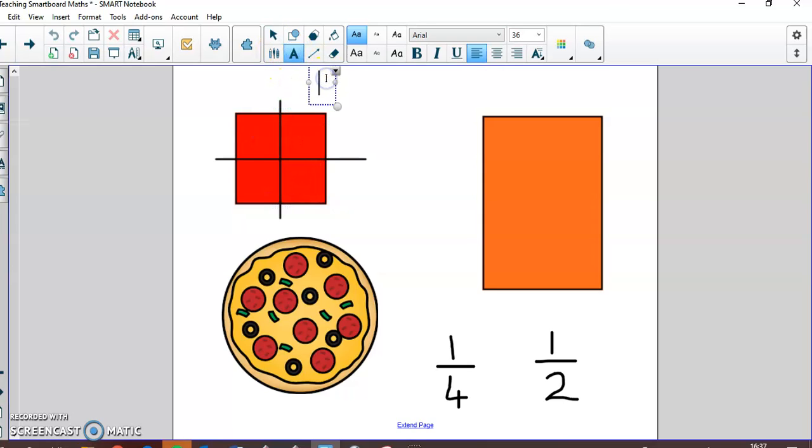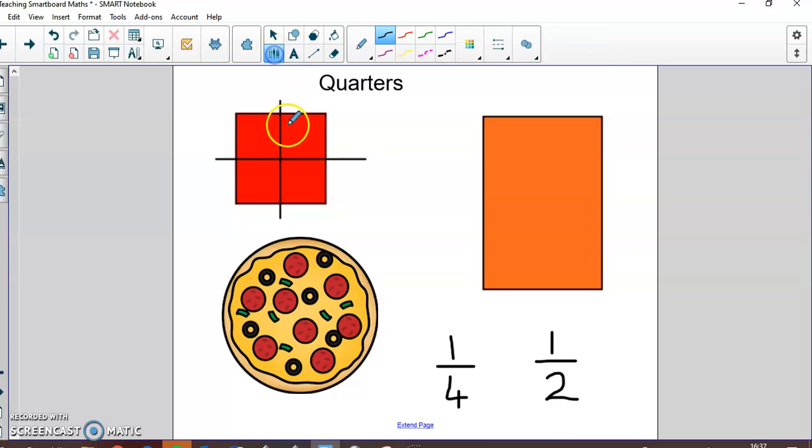We write that word like this. So a quarter or quarters. This shape has been split into 4 quarters. So we'd call this piece, we can just put a scribble on there to show we're talking about this one, that we'd call 1 quarter, which is what this shows here. 1 out of 4, 1 of 4 pieces.